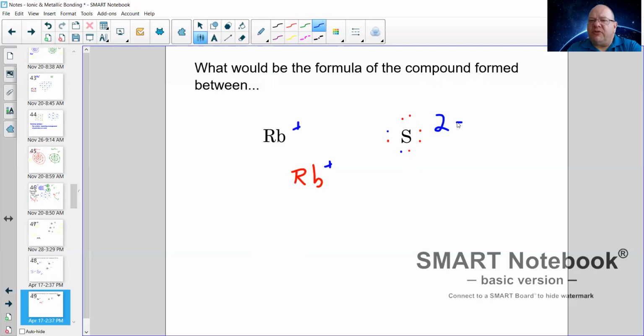When you go back and draw the overall particle, remember, the nucleus still only has 16 protons for sulfur, but now it's got 18 electrons around it. So it's got an excess of negative. So we're gaining a negative, forming negative ions. We're losing a negative to form positive ions. Our formula in this compound would be Rb2S. Great.